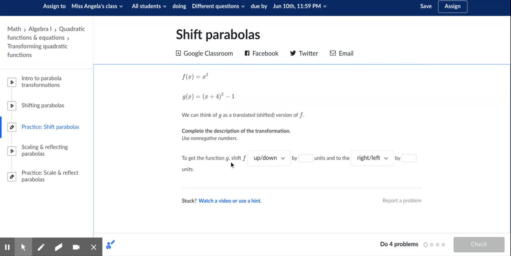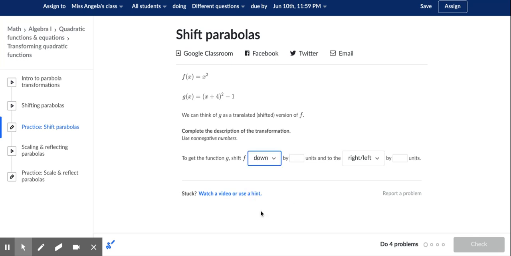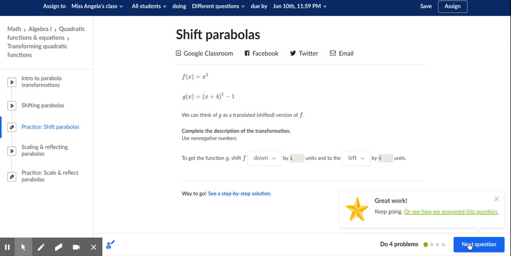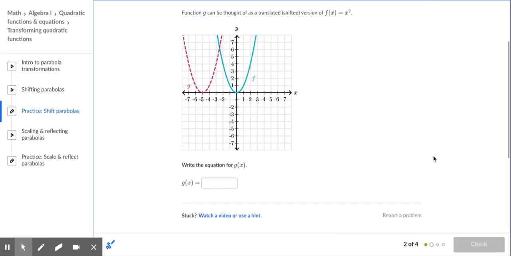So in terms of how you would answer this question, we're going down because it's -1, so going down by 1, and we're going to the left. Remember, it's counterintuitive, so plus means left by 4. And that is how this is always going to go.